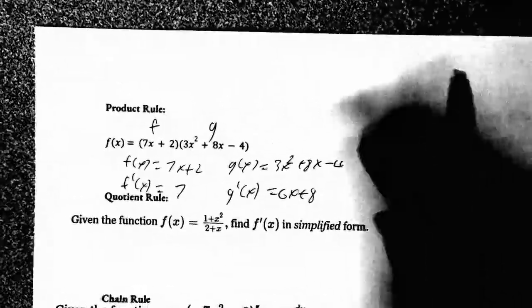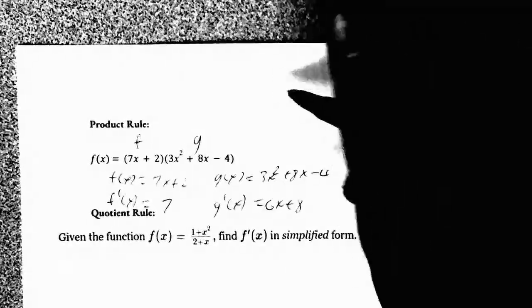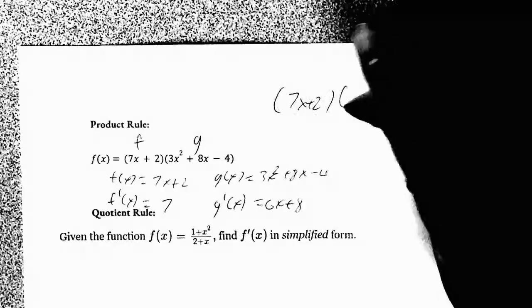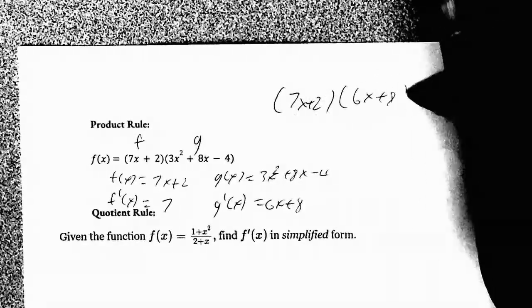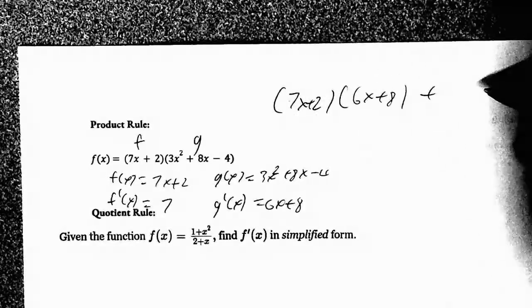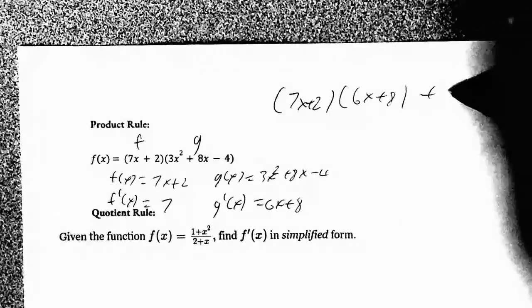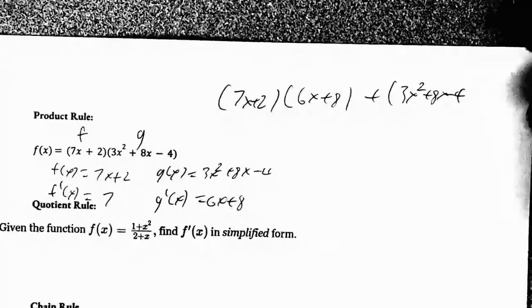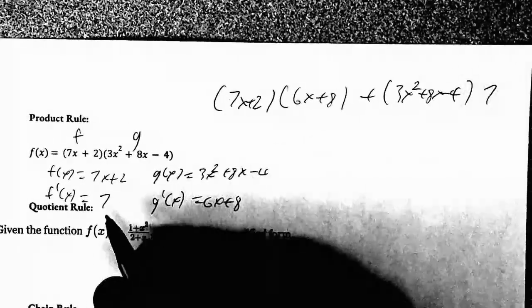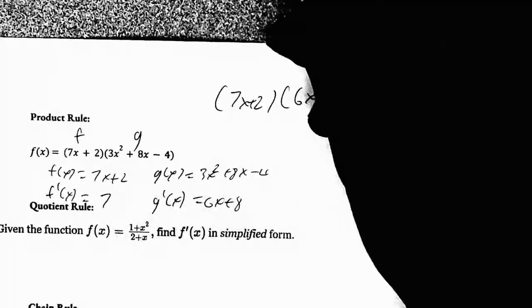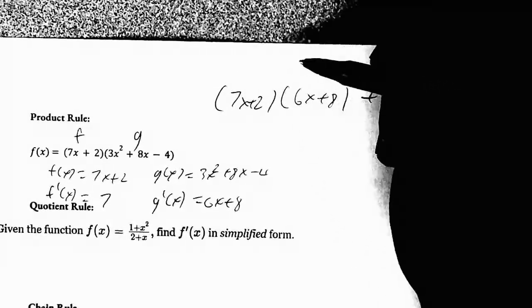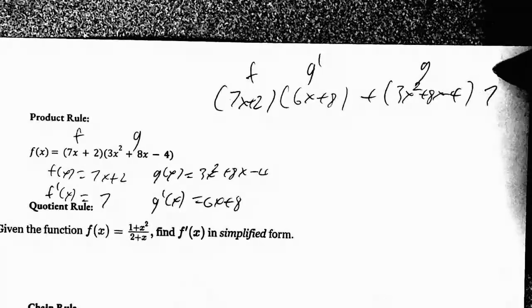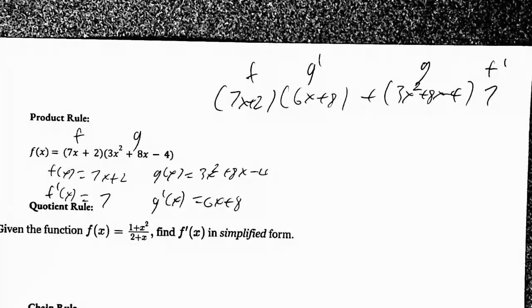Okay, let's do it. So left d right plus right d left. Left is 7x plus 2. D right is 6x plus 8, plus right is g of x. That's 3x squared plus 8x minus 4 times 7. That's my d left. All right, so again, this is my left, d right, right, d left. Okay?